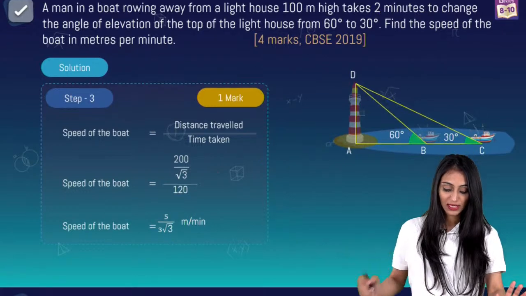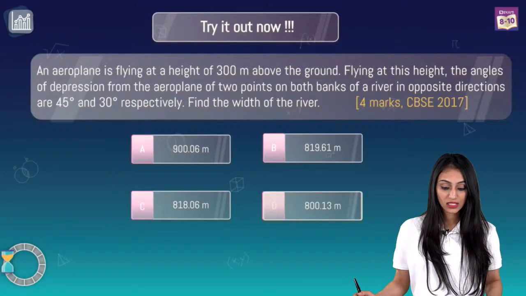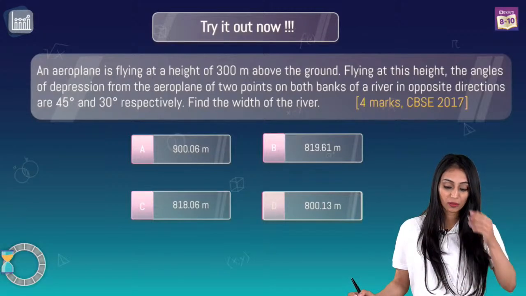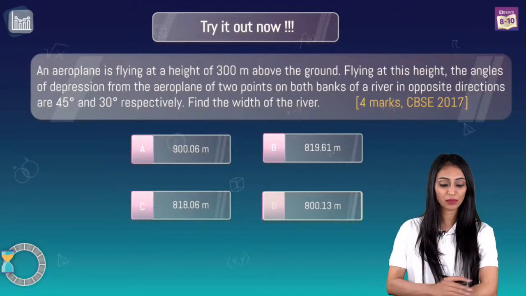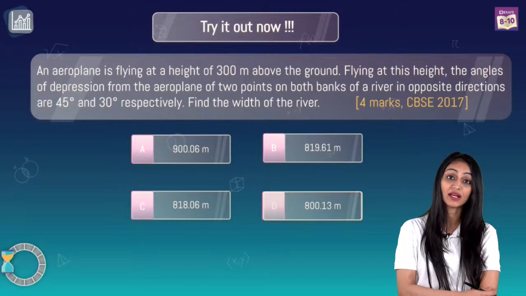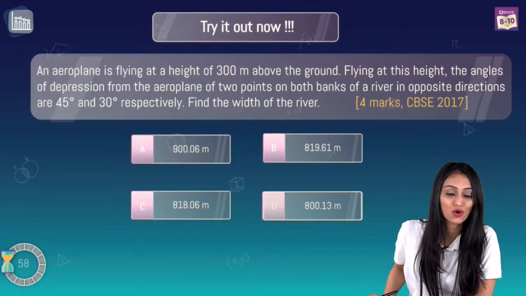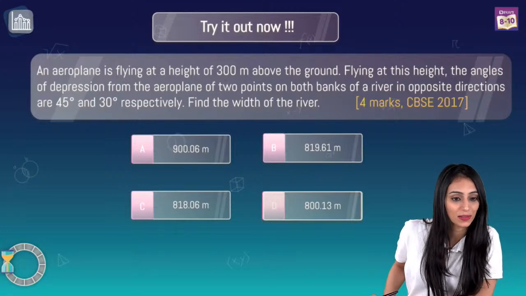All right, this is clear to everyone. Let's move ahead. This question you have to try by yourself. An aeroplane is flying at a height of 300 meters above the ground. Flying at this height, the angles of depression of the aeroplane from 2 points on both banks of a river in opposite directions are 45 degree and 30 degree respectively. Find the width of the river. Giving you 60 seconds to solve this question. Quickly solve this and give your answers in the comment section.